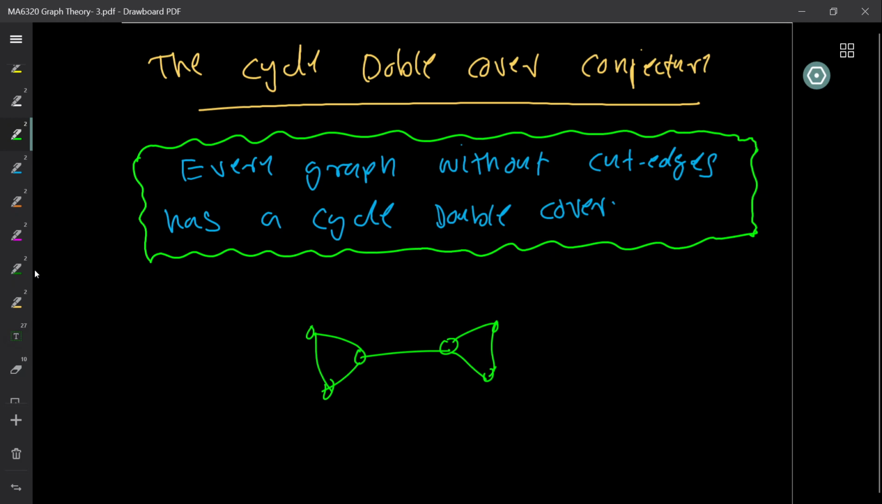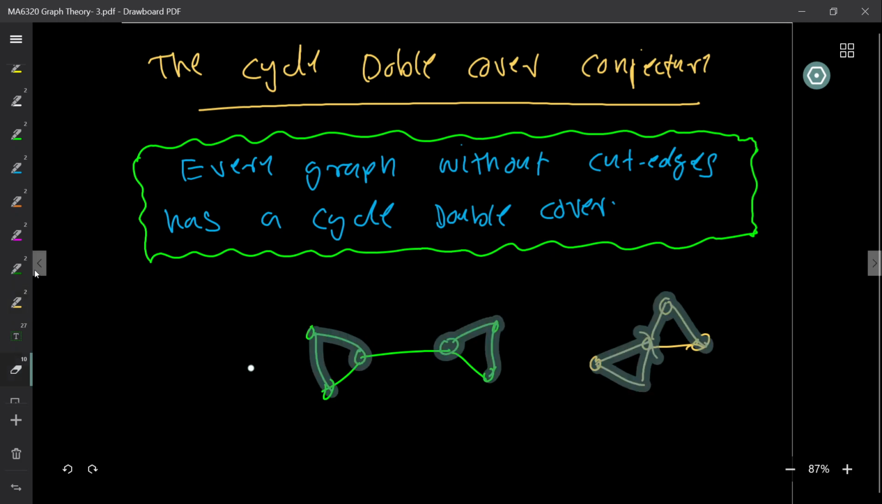So when we say non-separable, it means there is no cut vertex. So we don't allow these kinds of things, right? Yeah, because in this case there will be some technical issues. We will see that when we discuss planar graphs. We'll come to that.